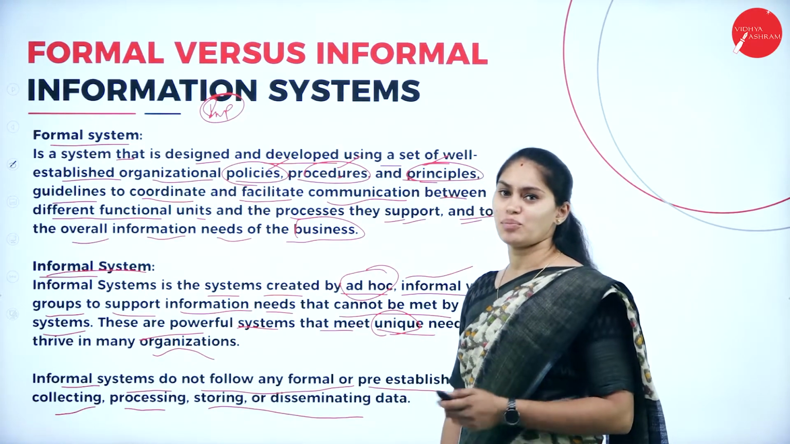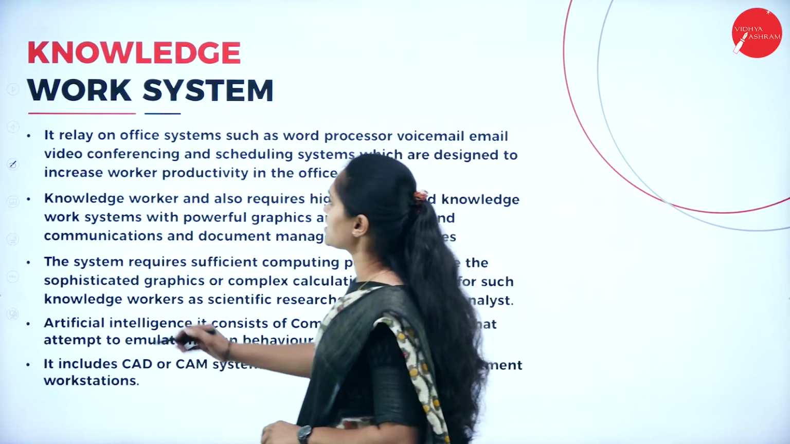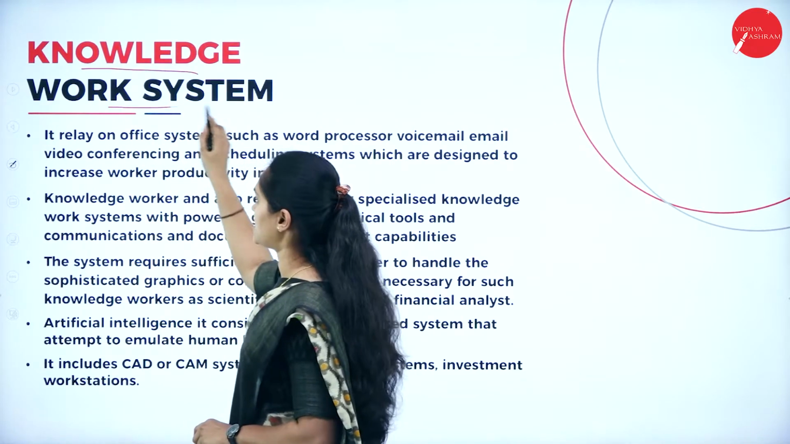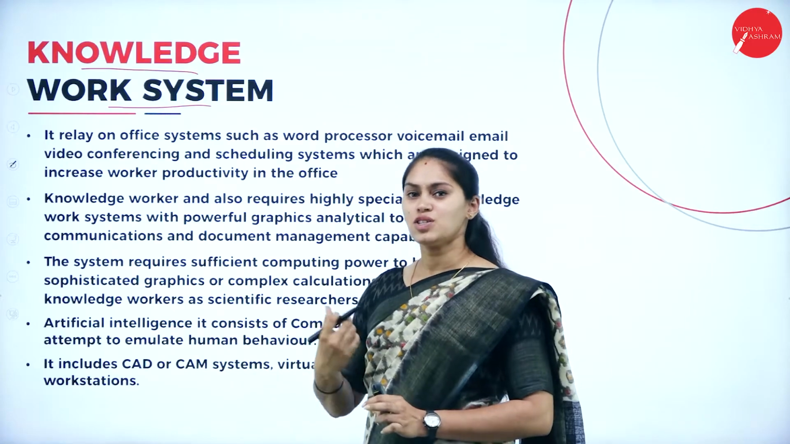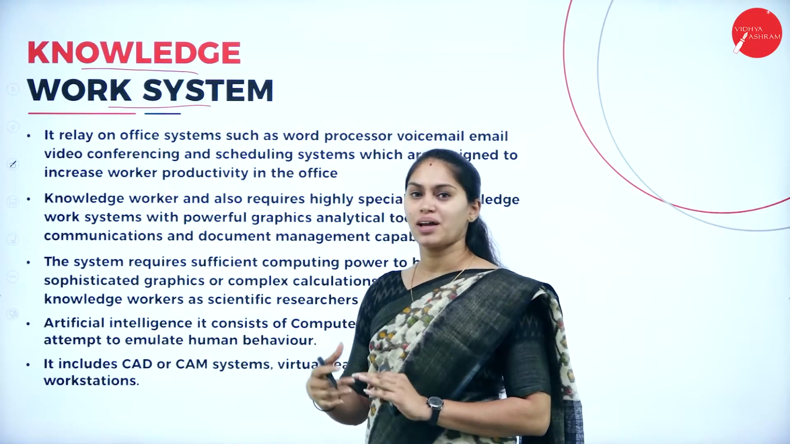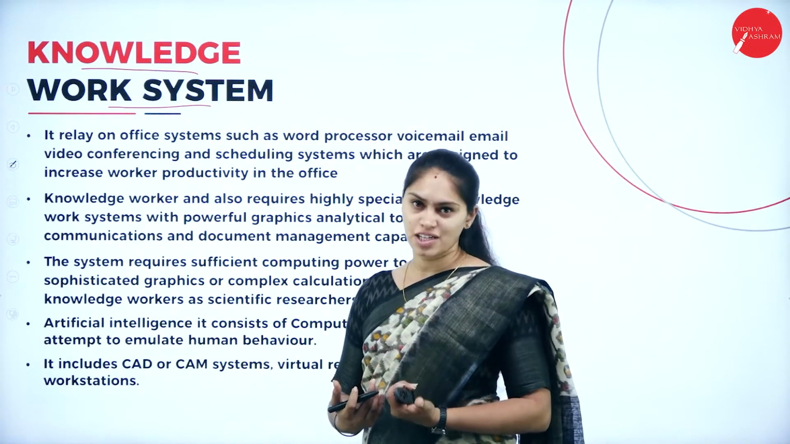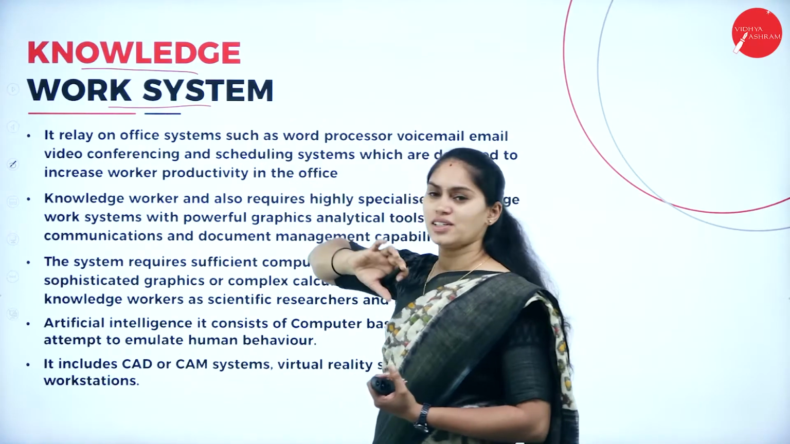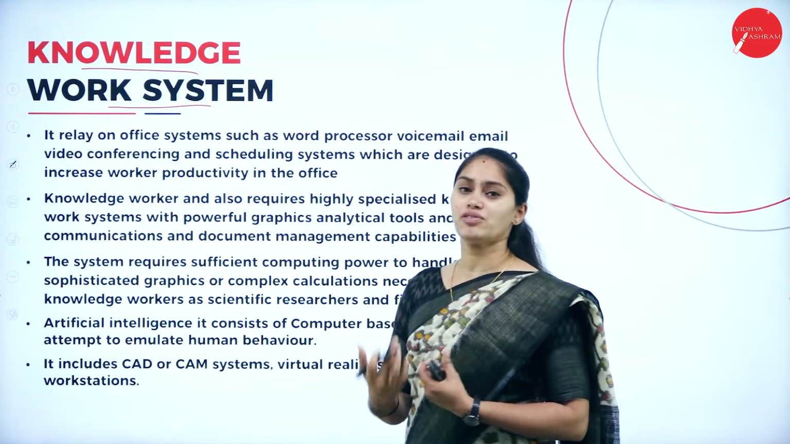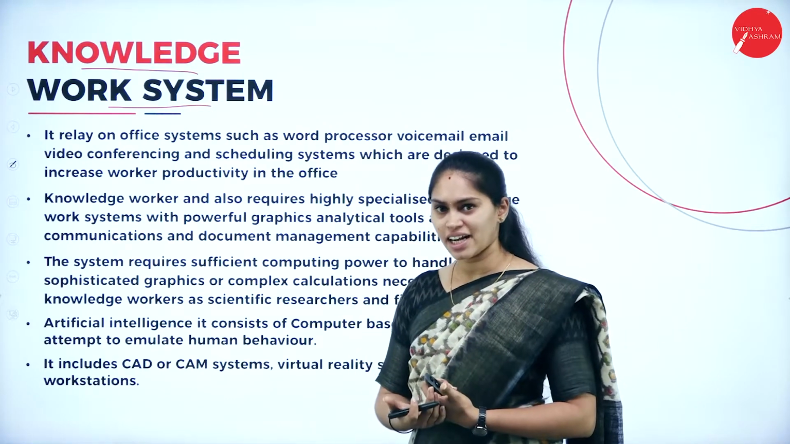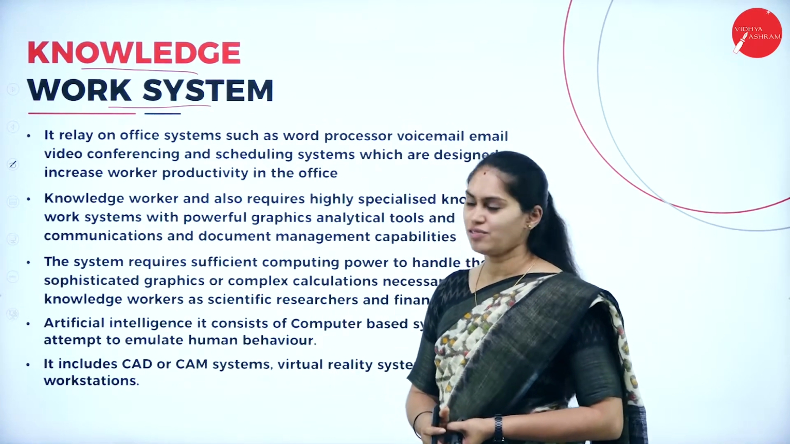We'll see the next type of information system, that is the knowledge work system. As the name indicates, knowledge work system. So we are making the computer active, we are making the computer think on its own. By making use of knowledge, as I told, knowledge is nothing but a collection of information. It is an integration of well-established information.